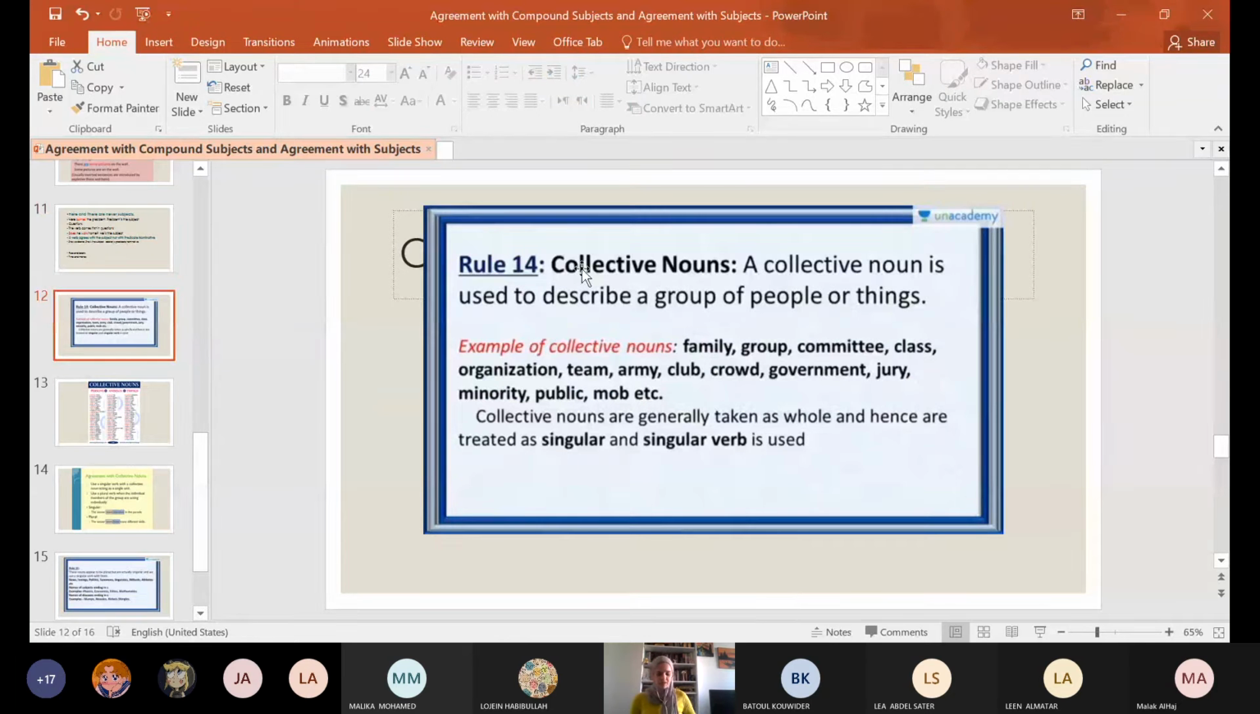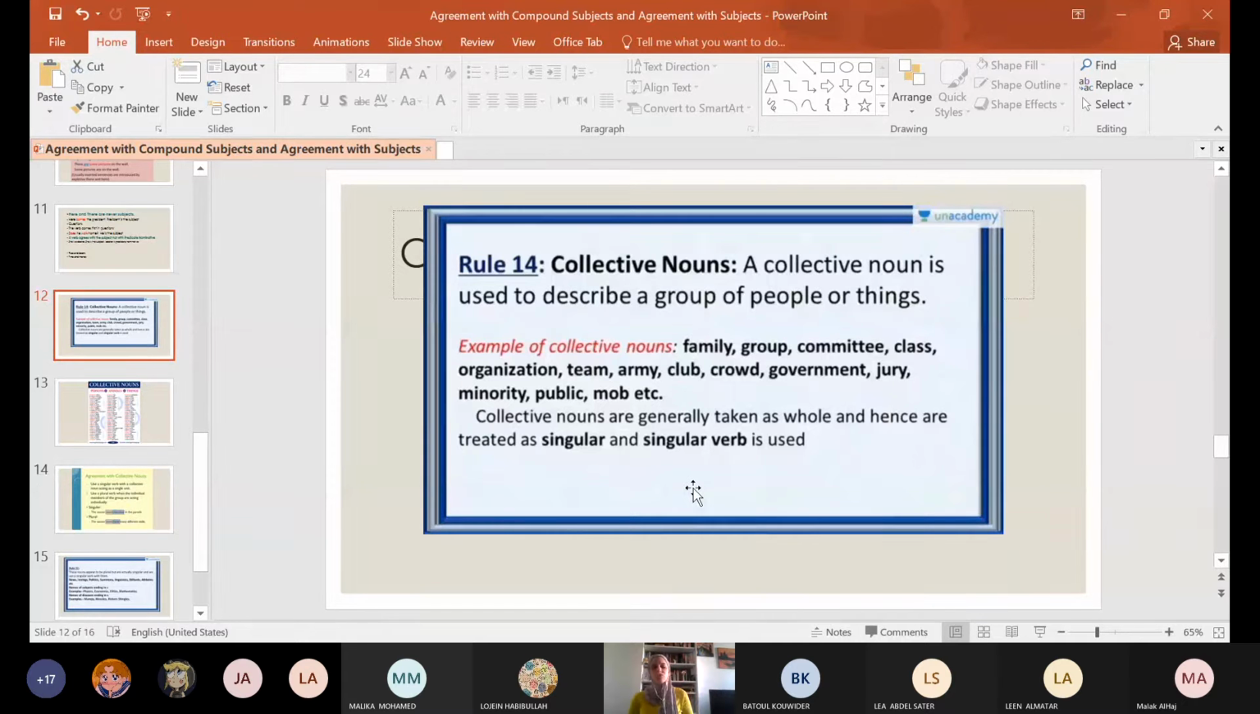Then I move to collective nouns. What is a collective noun? A collective noun is a noun that is used to describe a group of people or things, like family, group, committee, class, organization, team, army, club, crowd, government, jury, minority, public. All of these are one word, but still there are many inside. Flock, herd, class. Collective nouns are generally taken as a whole and hence are treated as singular, and a singular verb is used.